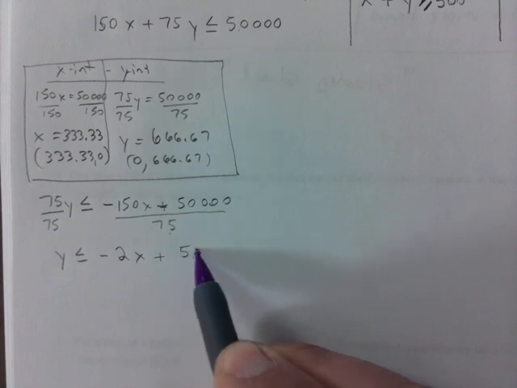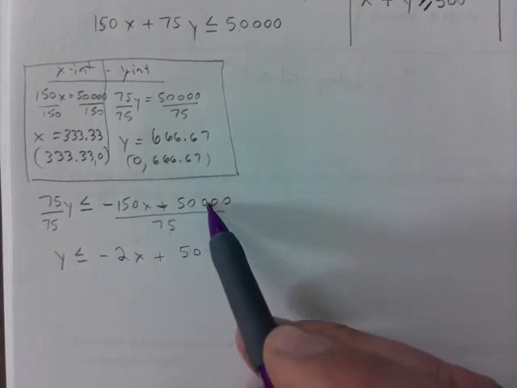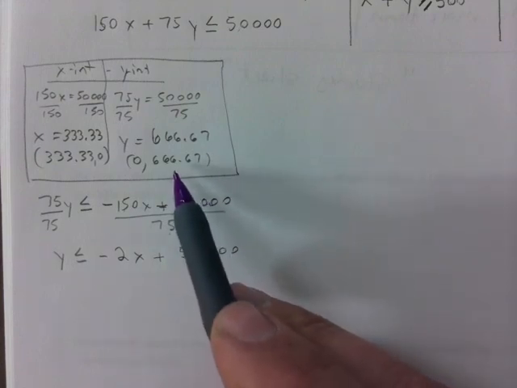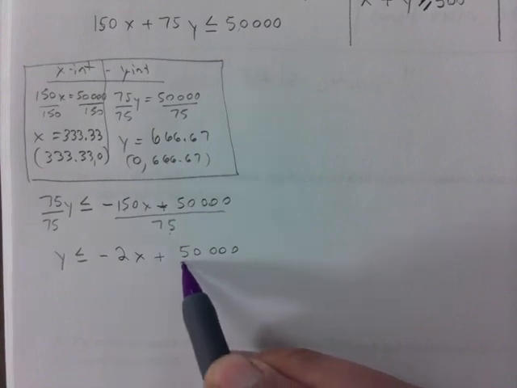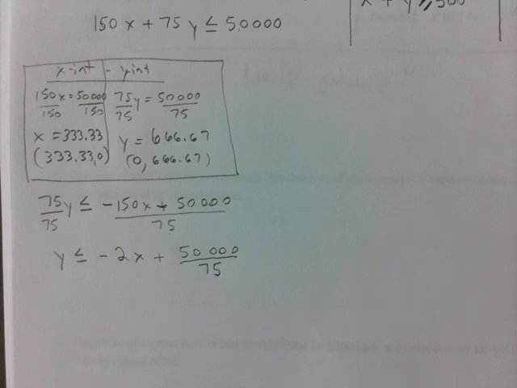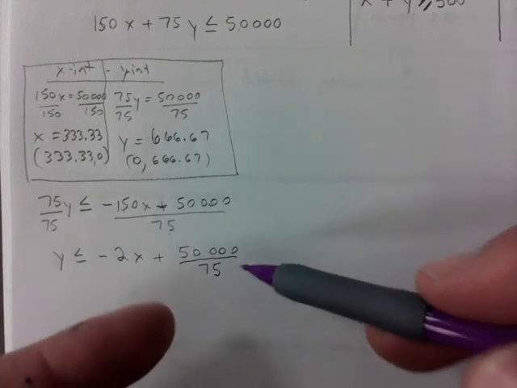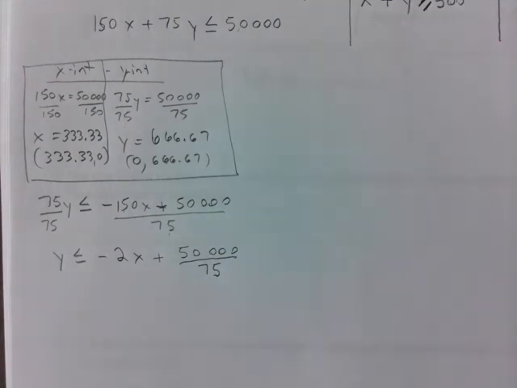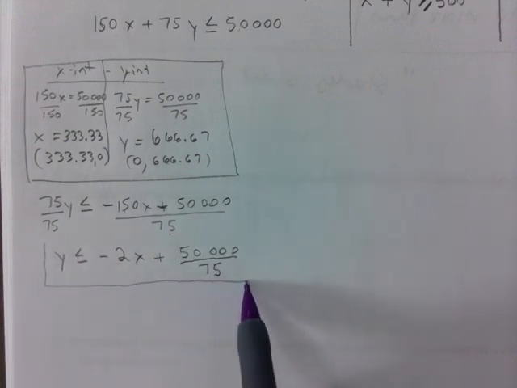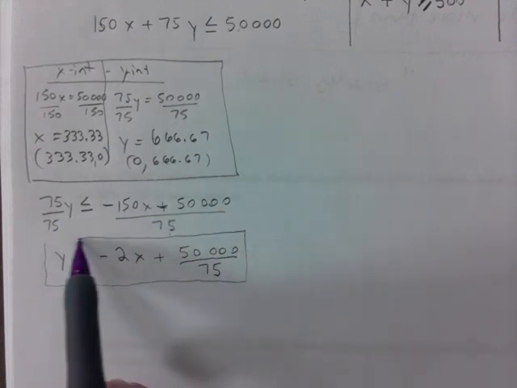Here's where the problem shows up, right? 50,000 divided by 75, we know is 666 repeating. So I'm just going to leave it like that, because I want to enter this into my calculator, and when I find the points of intersection, I want them to be as accurate as possible. So just leave it like that. Don't sweat it. You're just going to put brackets around it when you enter it.